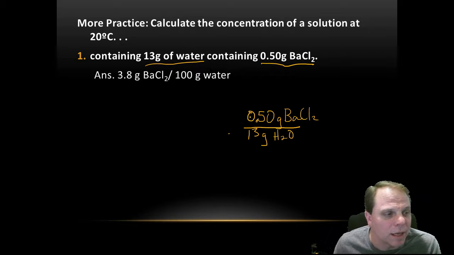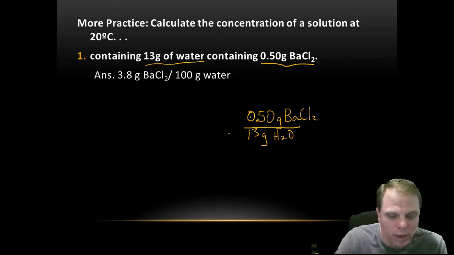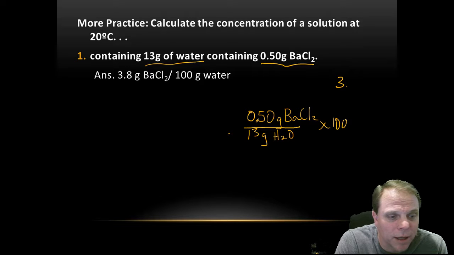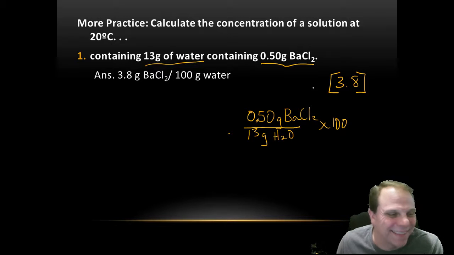So what would that have gotten you? That would have gotten you 3.8 grams of barium chloride for every 100 grams of water. Again, that was after you multiplied it by 100. So, sorry, I got to do that 100. So you could have put a 3.8 in brackets, and that would have been a fine answer as well.